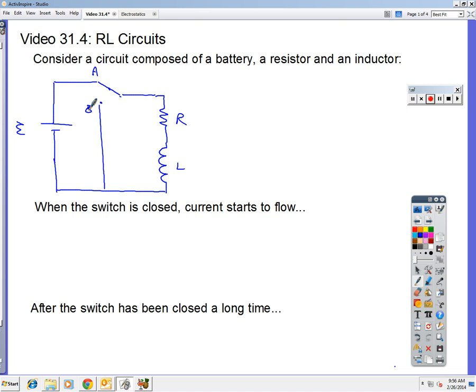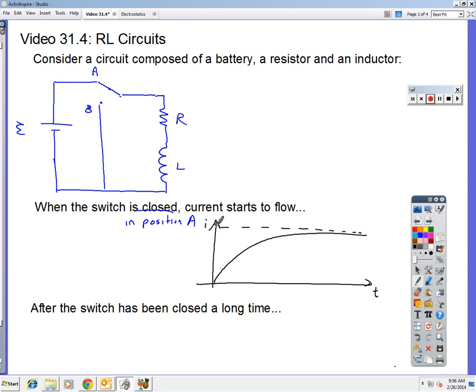When the switch is moved to position A, current starts to flow. But the inductor opposes that current, and so the current doesn't instantaneously start. What happens is that the current gradually increases to a steady state value. And if we plot current versus time, what we'll get is a graph that looks about like that.